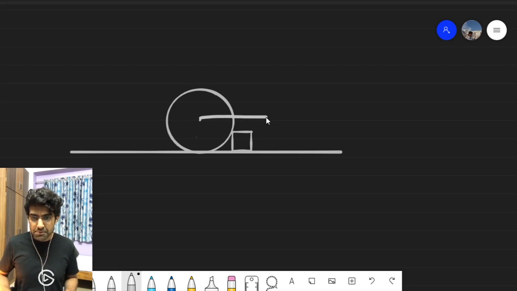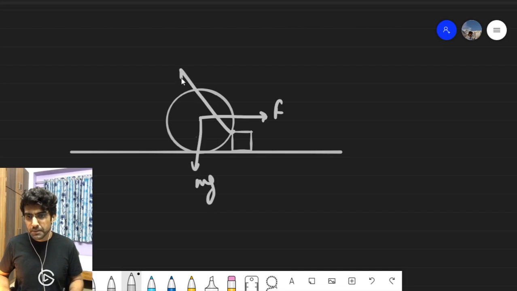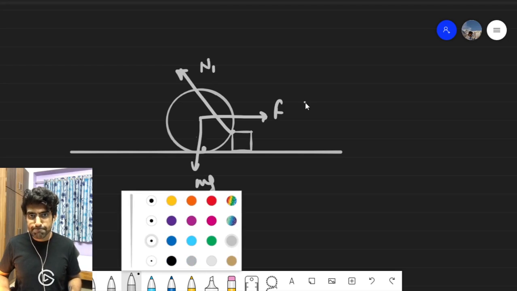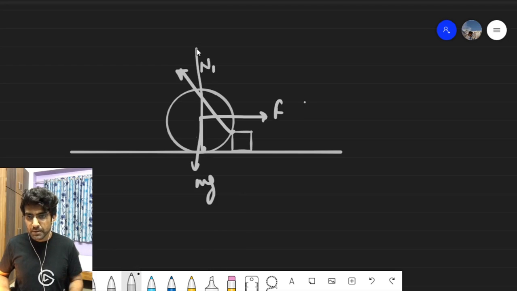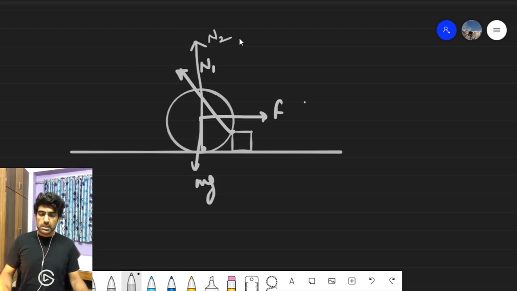and there's this force F, and there's another force at this instant which is mg, and there's some other force from the point of contact, random direction, let's call it n1, and there's another force from the ground, this is upward, and let's call this n2. So we have four forces at this point.